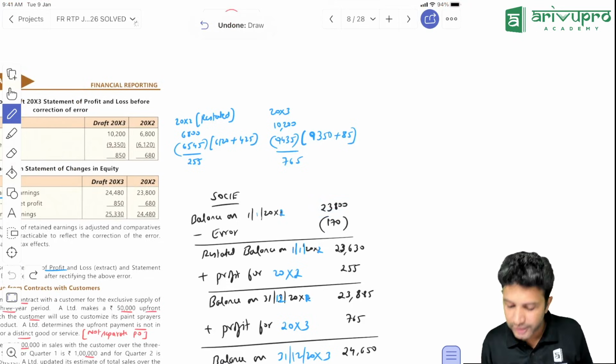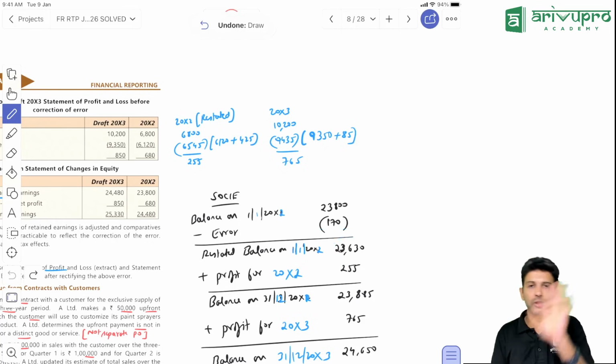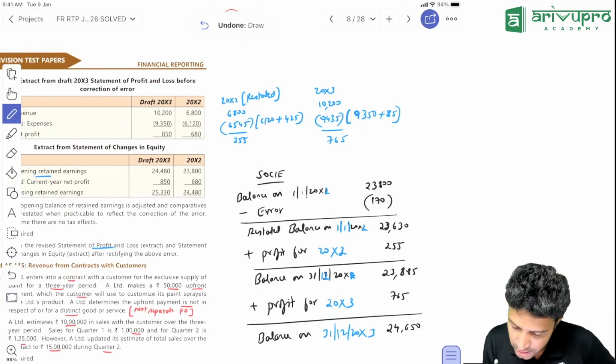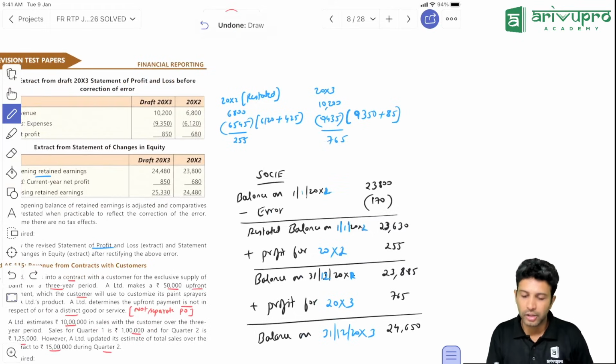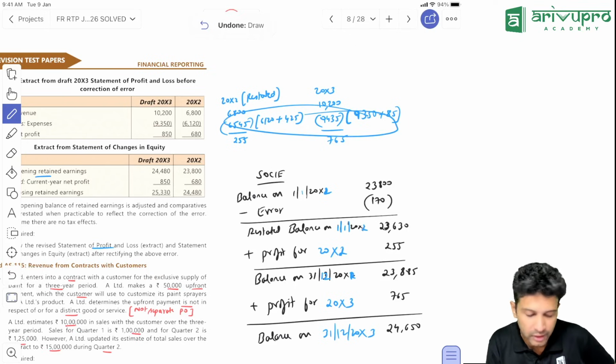23,800 minus 170, you will get the correct opening balance of profit. Start with that. That is 1st January 20X2. Okay, so this is the balance. This is how the correct... So the current year's and last year's error we corrected here only.